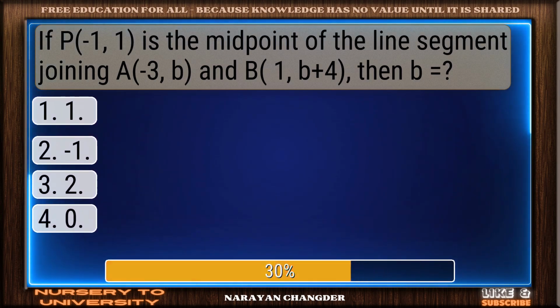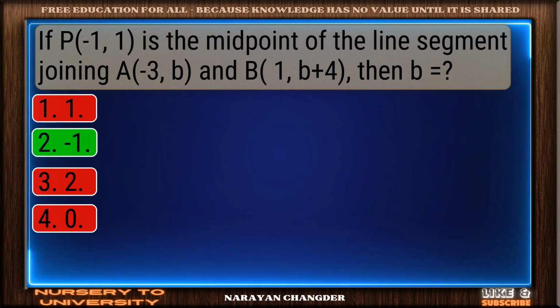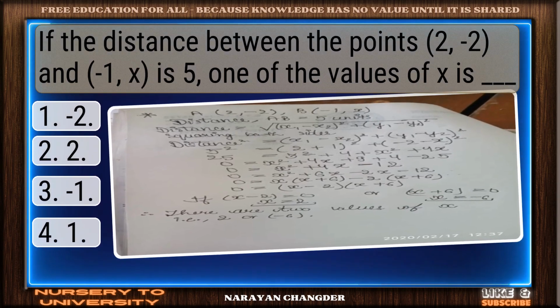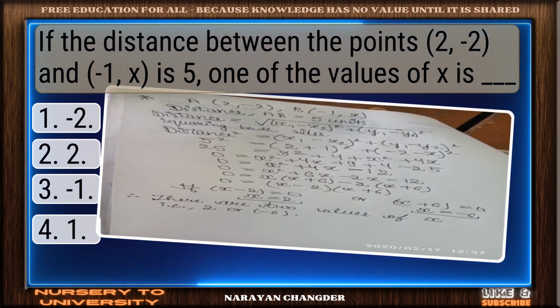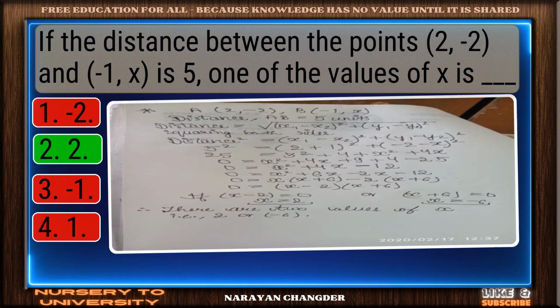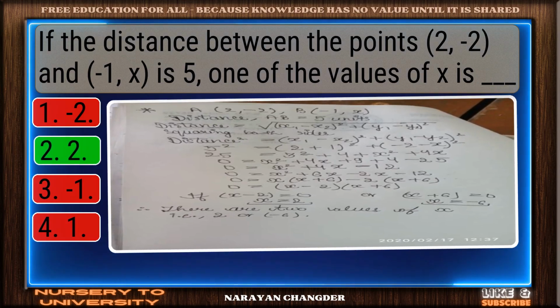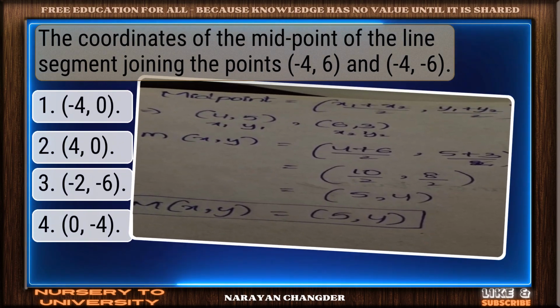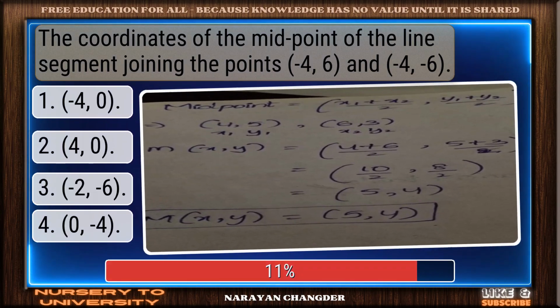to. Correct. 1 is spot on. If the distance between the points and is 5, one of the values of x is dash. Nicely done. 2 is solid. The coordinates of the midpoint of the line segment joining the points and.